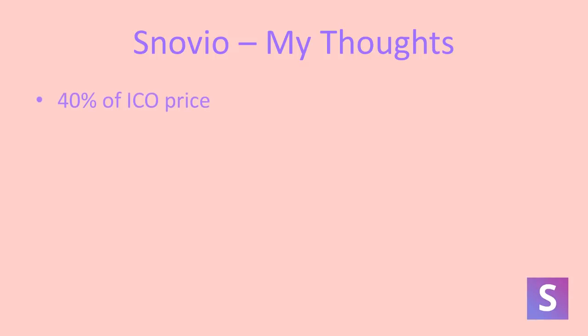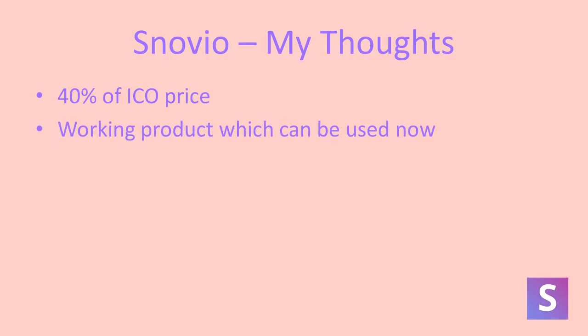So at the moment, you can get the token for 40% of the ICO price. They're about 0.4 of a cent, which is absolutely nothing. They have a working product which can be used and utilized now, so they are already generating revenue.